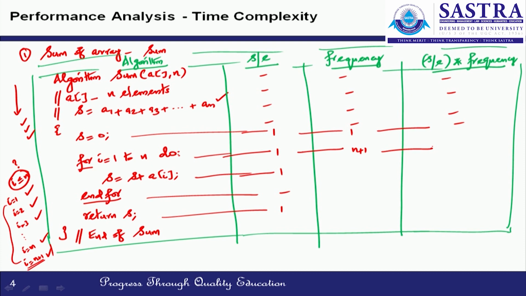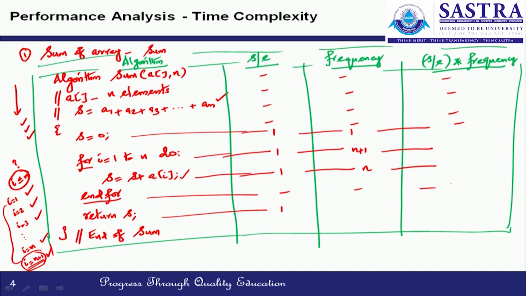s is equal to s plus a of i is executed n times, because in the last stage when i becomes n plus 1, the condition n plus 1 less than or equal to n is false, and control comes out of the for loop, so this assignment statement will not get executed. So, the for loop condition is tested n plus 1 times, but the body of the for loop is executed n times. So, here put frequency as n.